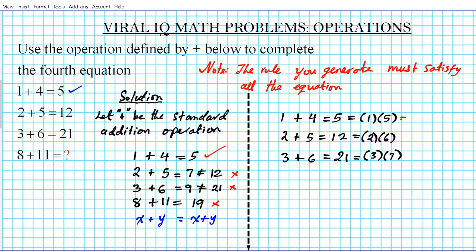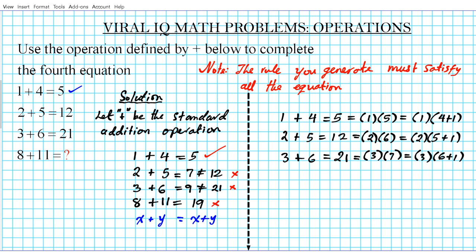Okay, so the first equation is going to be 1 times the second number plus 1. Bam. Okay, and then the next one is going to be the first number 2 times the second number 5 plus 1. Bam. All right, and then moving along, we have 3 times the second number 6 plus 1. And this pattern right here basically generates our desired outputs.